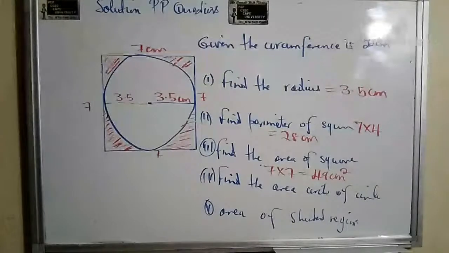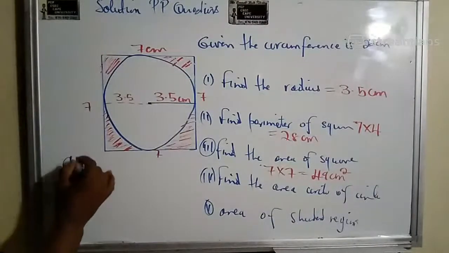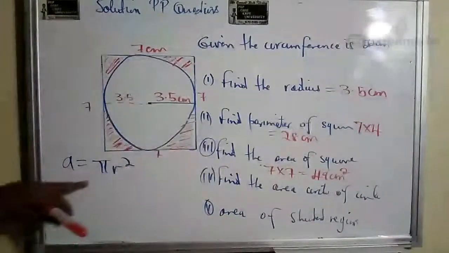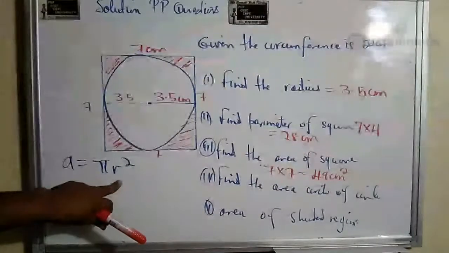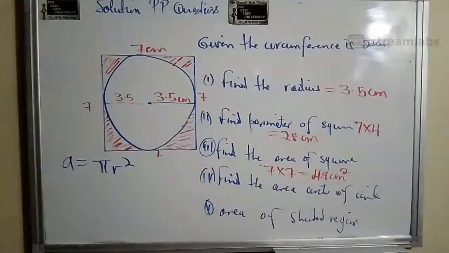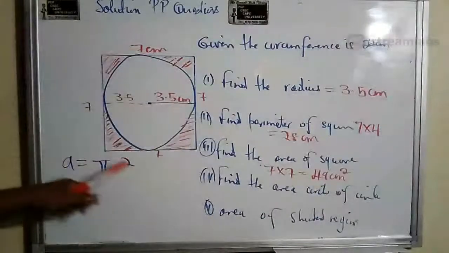Alright, find the area of a circle. So let us write what we know. We know that the area of a circle is pi r squared. A lot of students mix up area with circumference, right? The area is the number of square units, while the circumference is 2 pi r and it's the length, right?